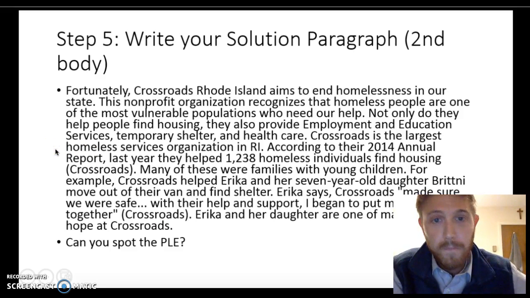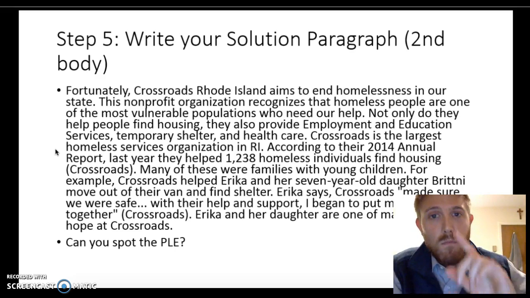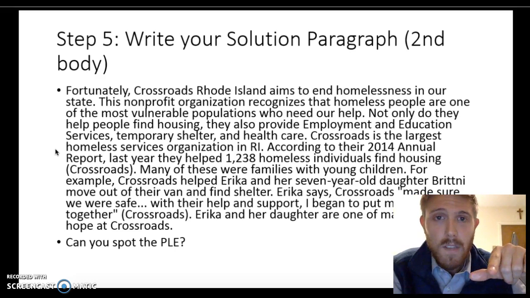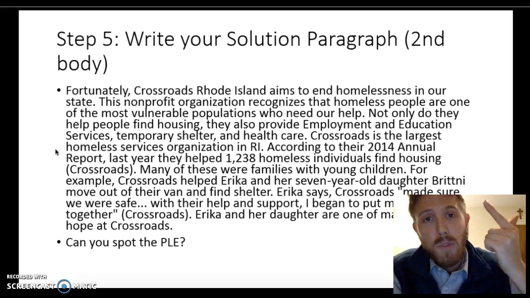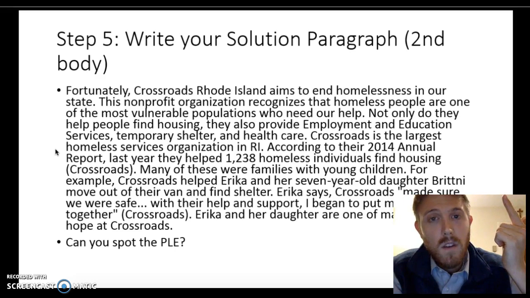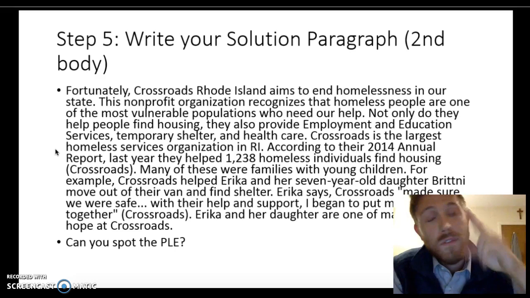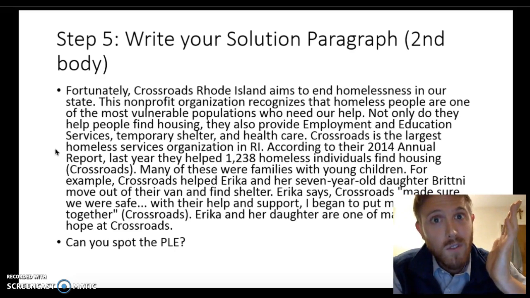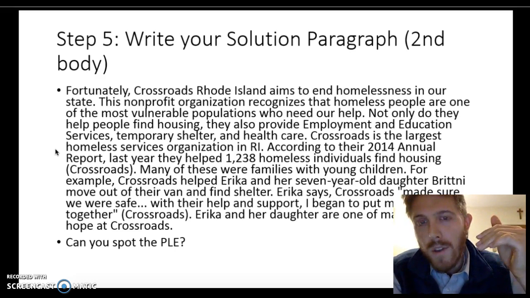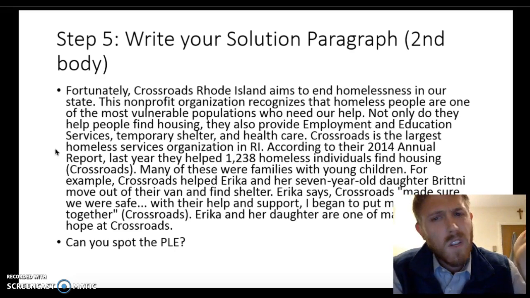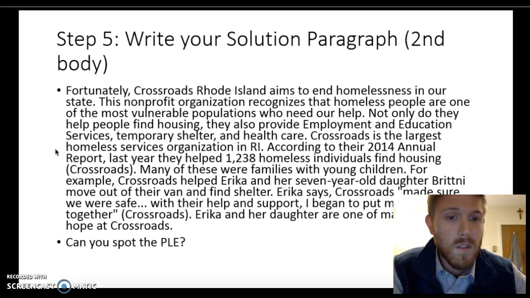Moving on to step 4. Next, write your solution paragraph, also known as your second body paragraph. The first body paragraph that you wrote tells your audience, hey, this is a big problem, especially in Rhode Island. I bet you're wondering what we can do to help this problem. Well, there's this organization that I know about called Crossroads, Rhode Island, and they do a lot of good stuff. So this paragraph is all about your organization and what they do. Also talk a little bit about the history of the organization, some success stories, things like that.